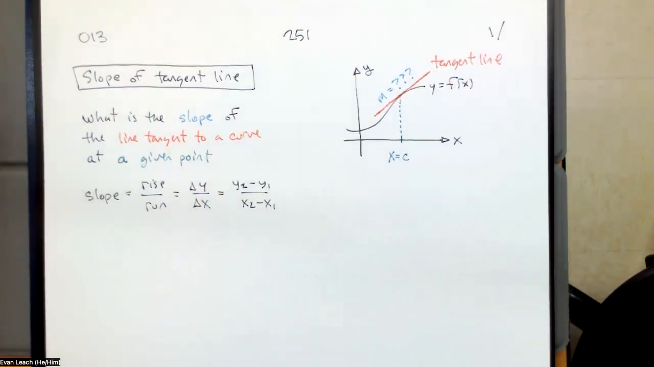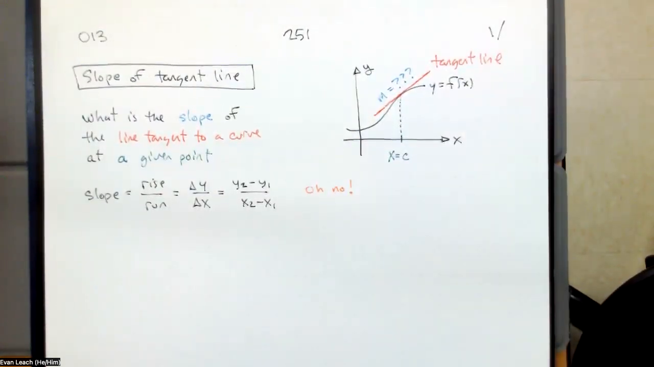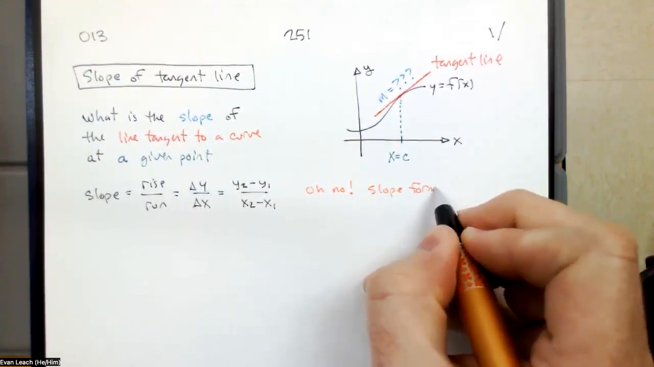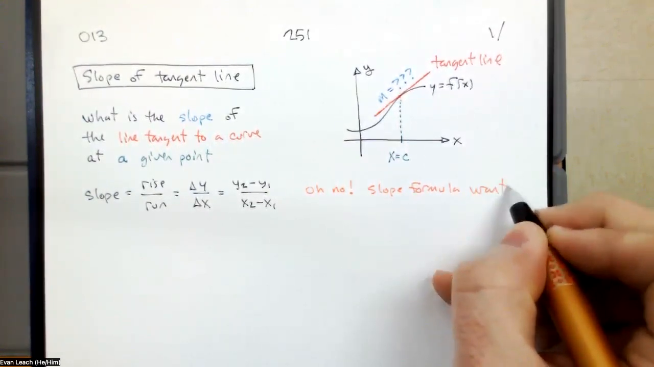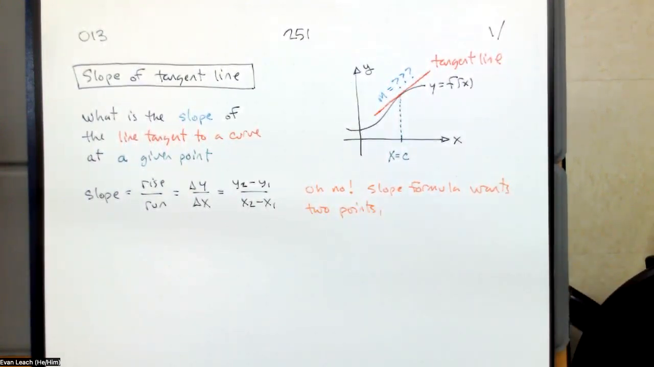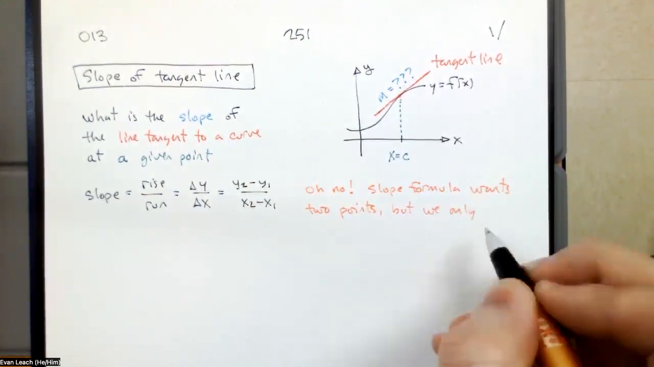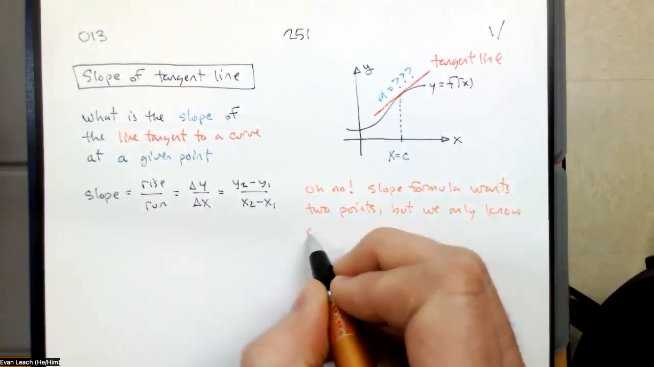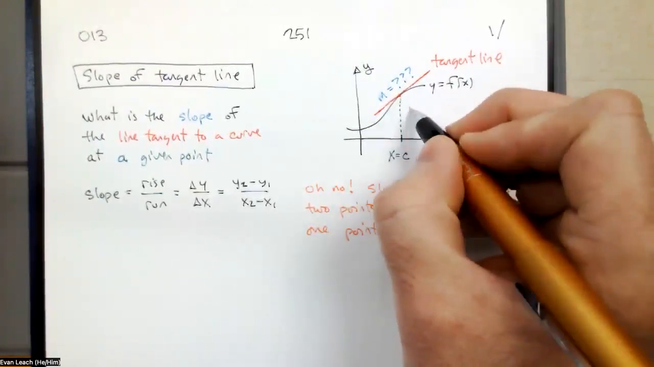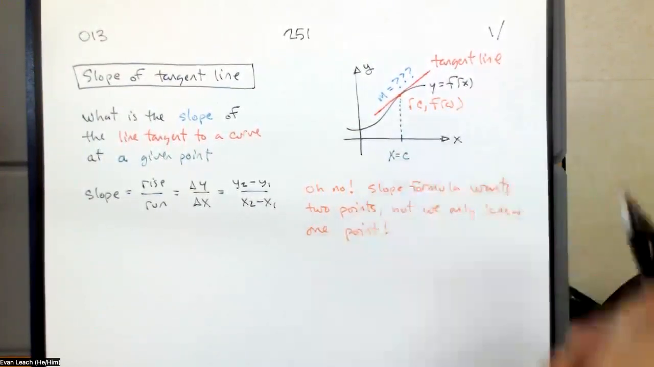So the problem: the slope formula wants 2 points, but we only know 1 point. We've only got this 1 point here where x is c and the y coordinate is f of c, whatever it happens to be.